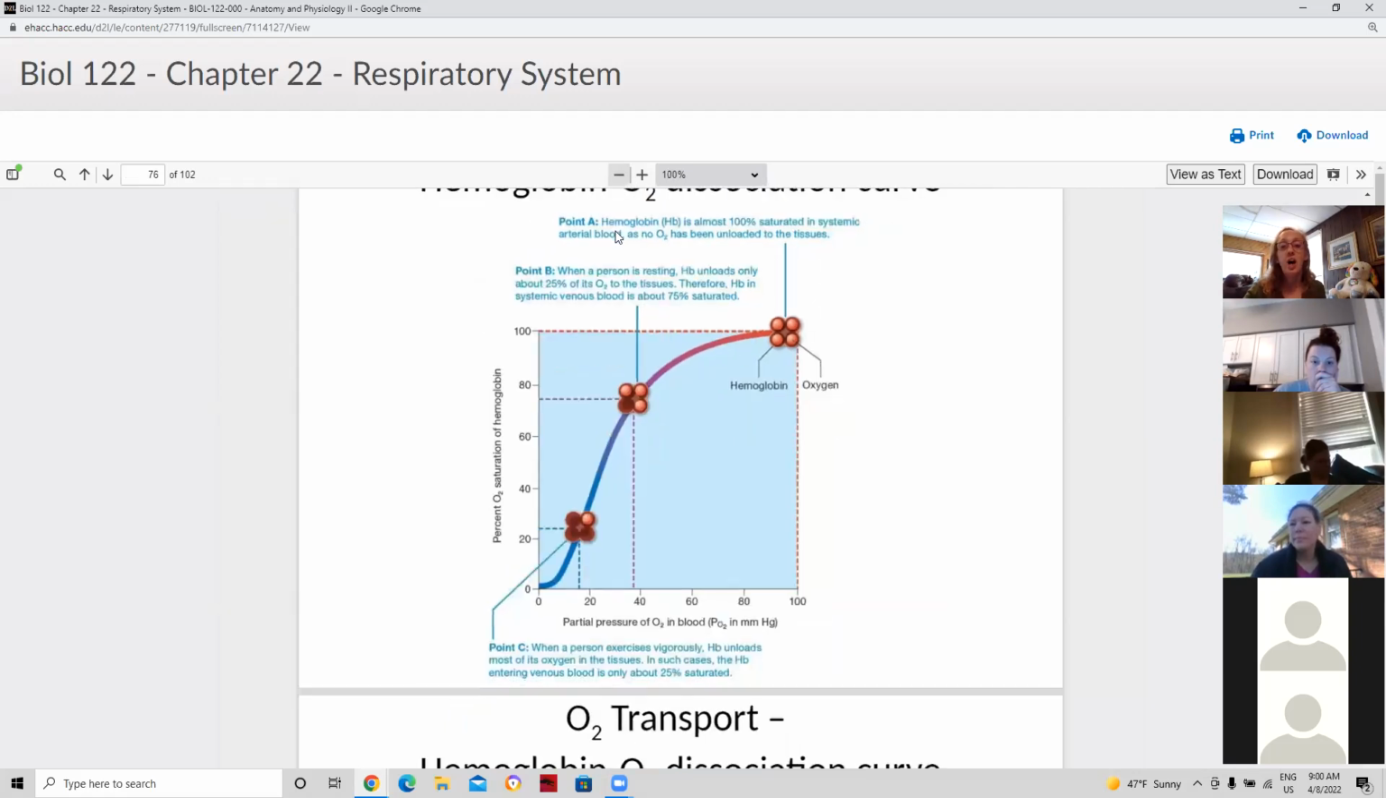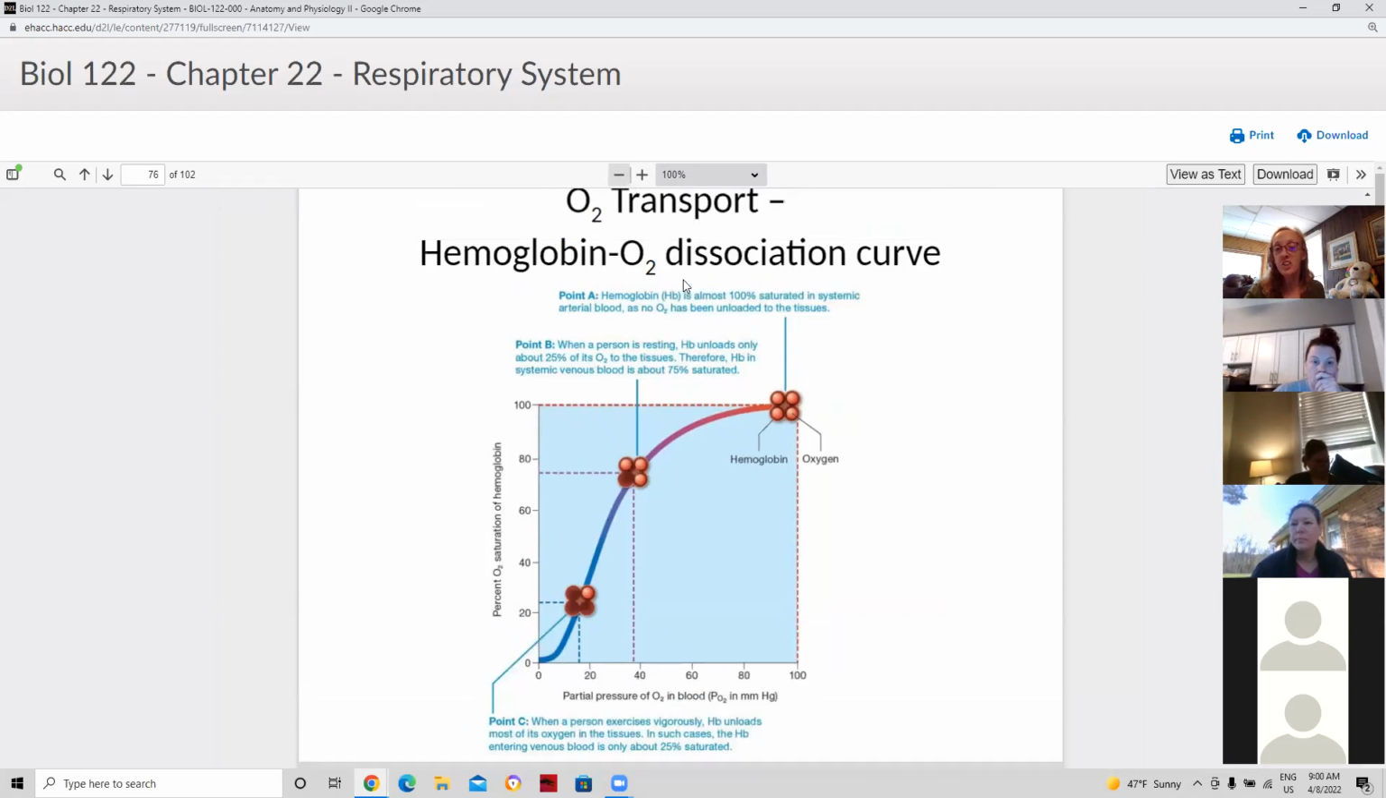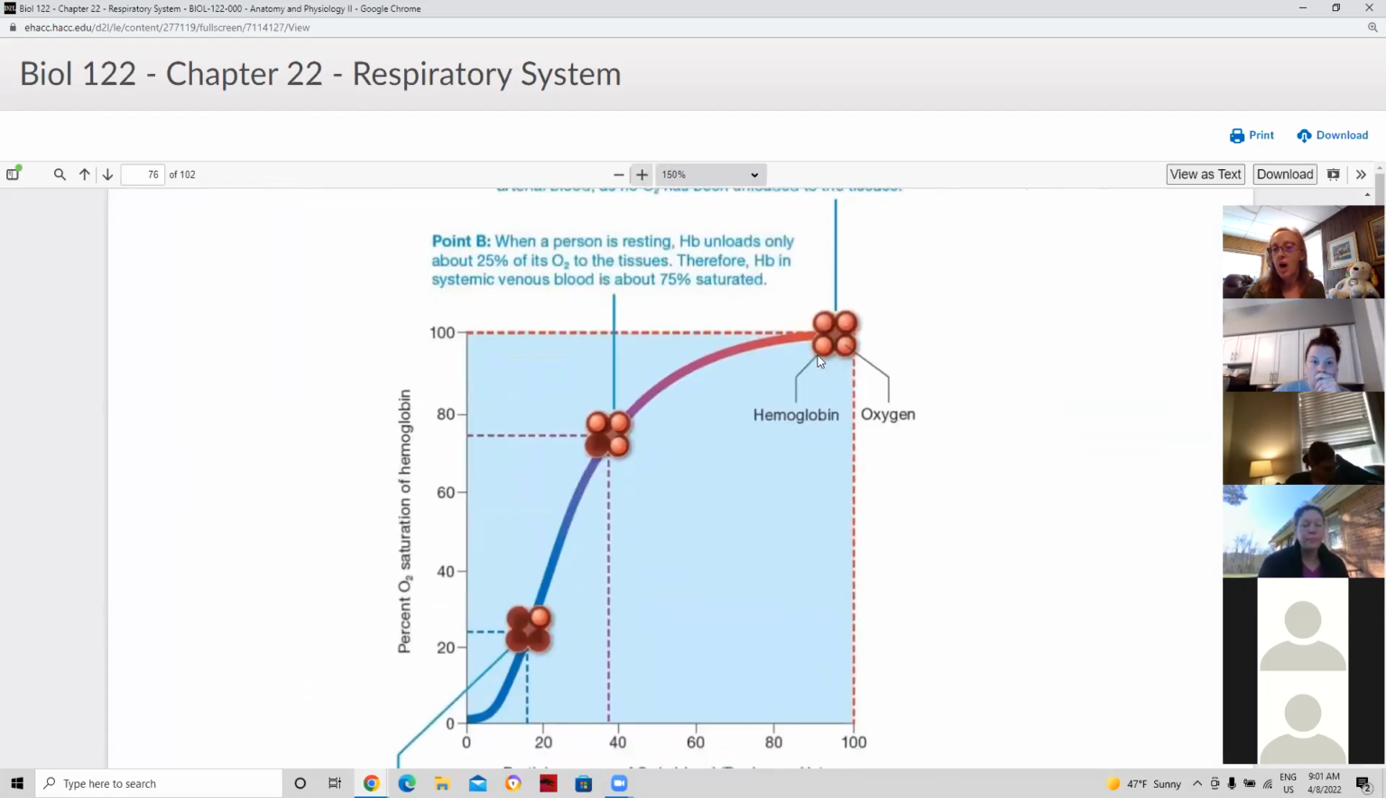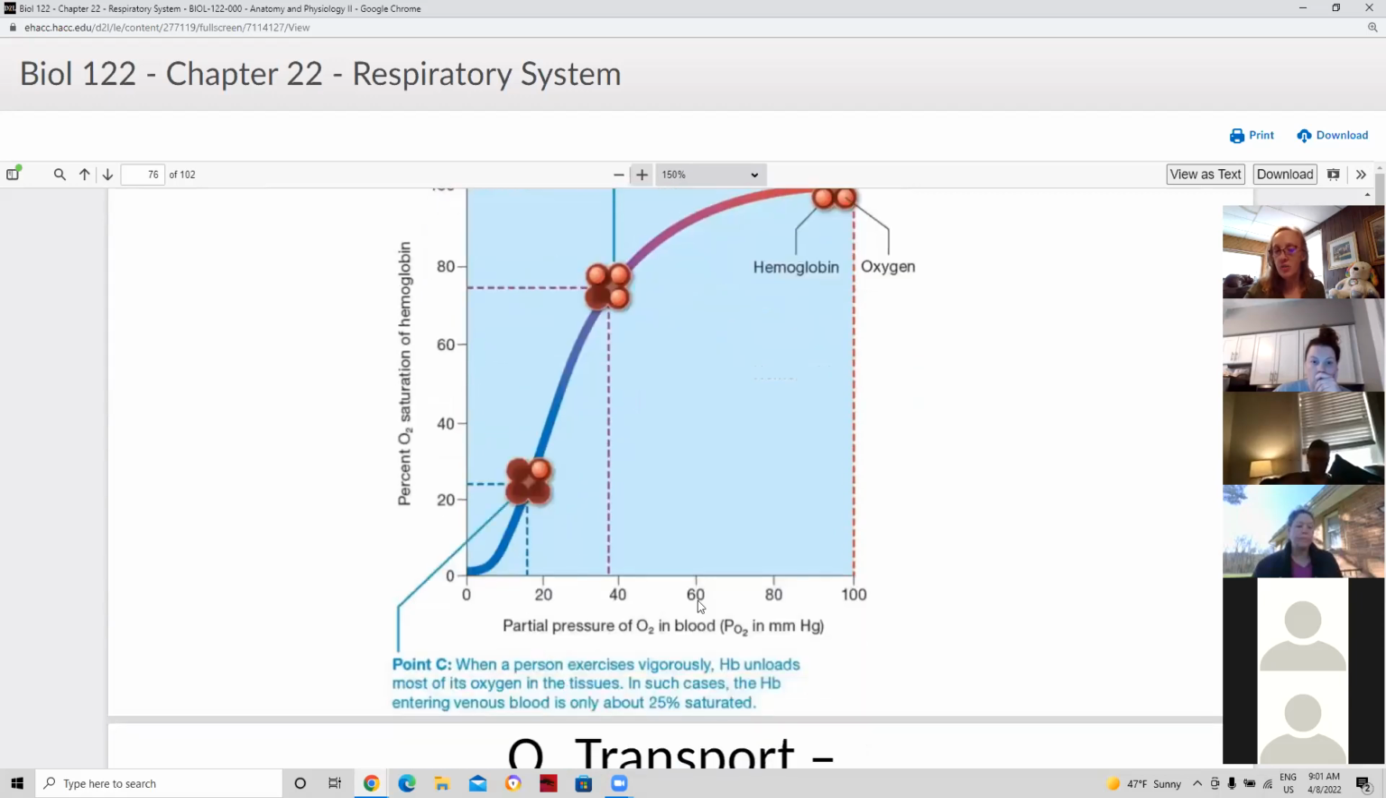So what this shows is that as oxygen binds to hemoglobin, remember you can bind 4, so each of these circles here is showing one of the heme groups within the one hemoglobin molecule. So looking at this graph, partial pressures of oxygen in the blood with respect to the percent saturation of oxygen in the hemoglobin.